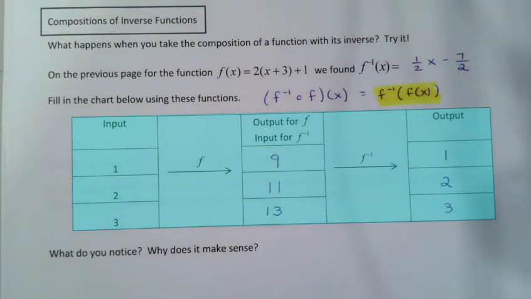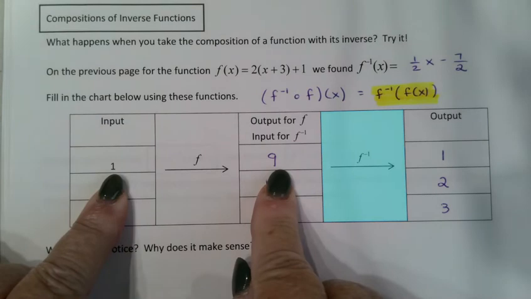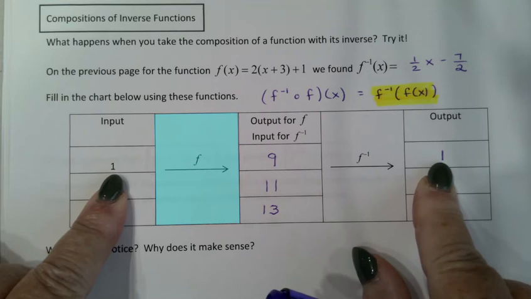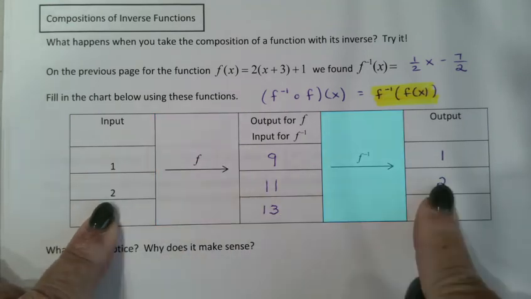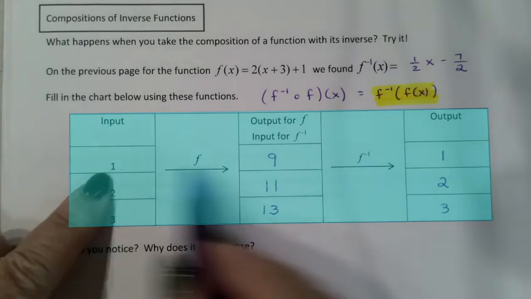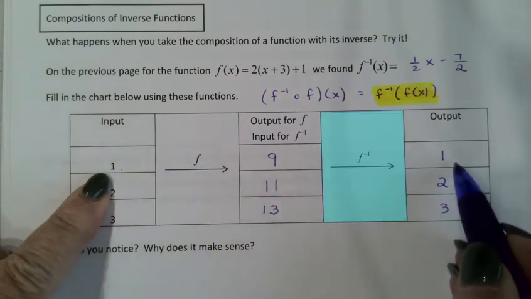So, what happened? We took an input, we did f, and we did f inverse, and we just got back what we started with, right? Every single time. Is that very surprising? It shouldn't be if you think about what inverse functions really do. The function does something, and the inverse function will undo it. So we've done something to the 1, the inverse undoes it, and I'm back to the 1 again.